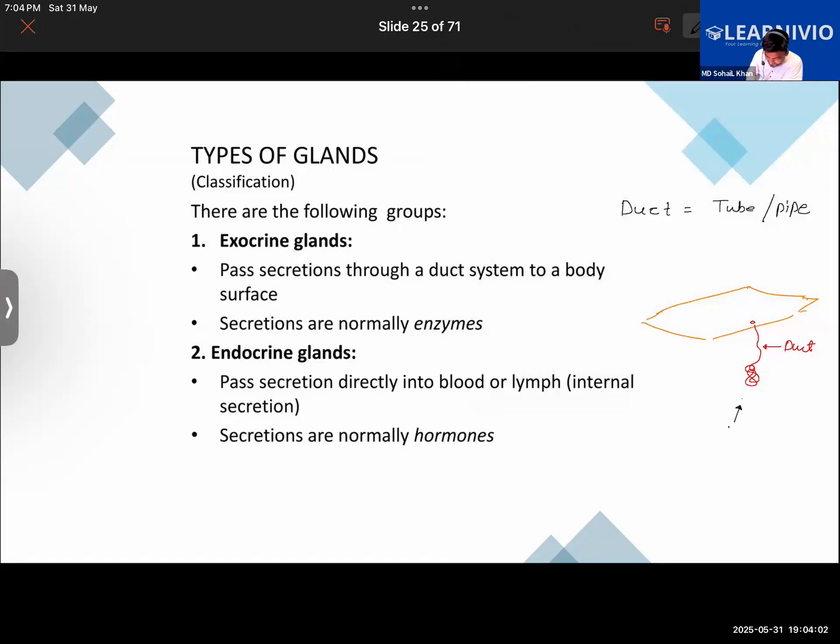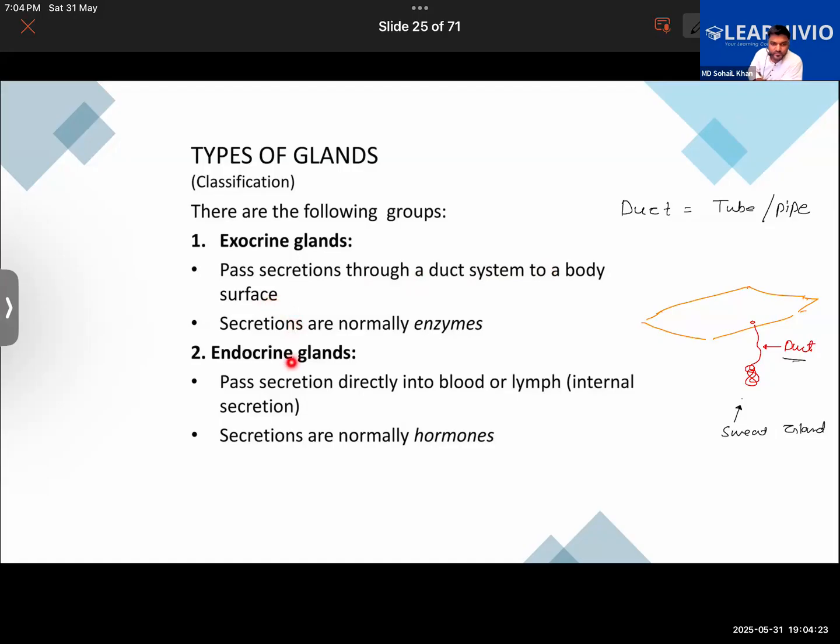Getting it, Mustafa? Yes, sir. The sweat is being released by the sweat gland via a tube-like structure onto the surface of the skin. Is that much clear to everyone about the exocrine gland? Okay, so they come to the surface of the body.